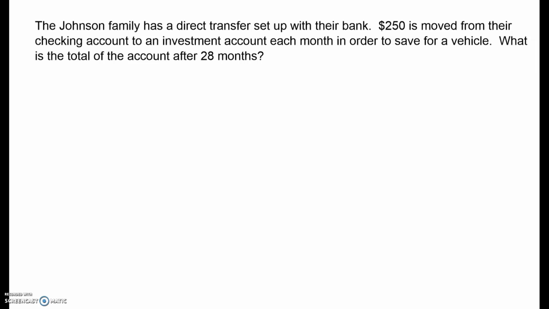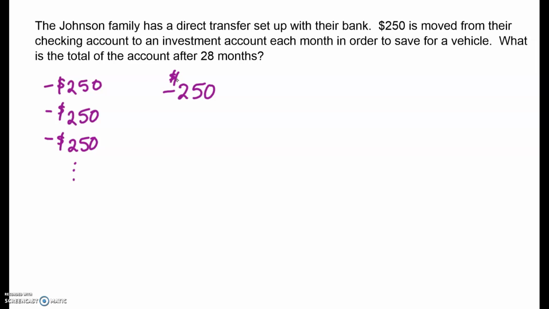So 28 times. If we think of the first month, down 250. So when we're going down, that means it's a negative number. Then the second month, down another 250. Then the third month, down another 250. All the way down 28 times, 28 months. Let's write that as a multiplication problem. We have negative $250, let's put the dollar sign in there, multiplied by a positive 28 equals what?